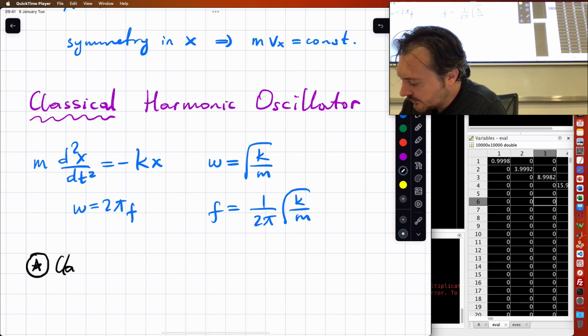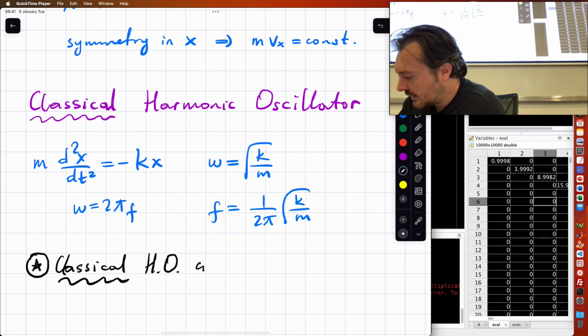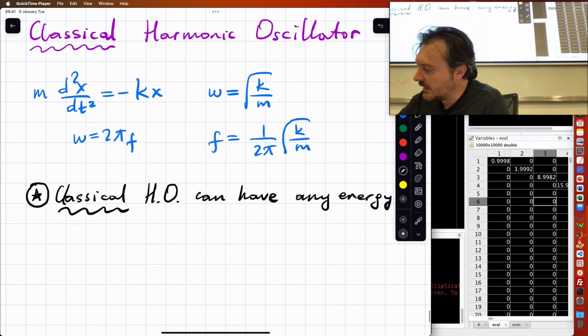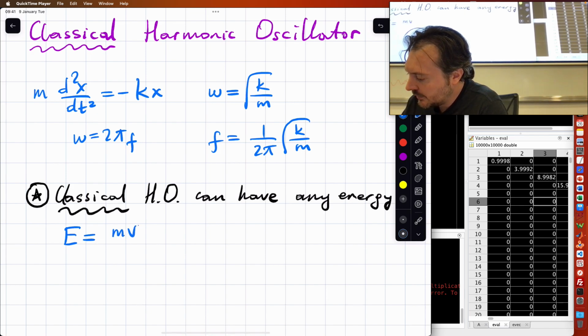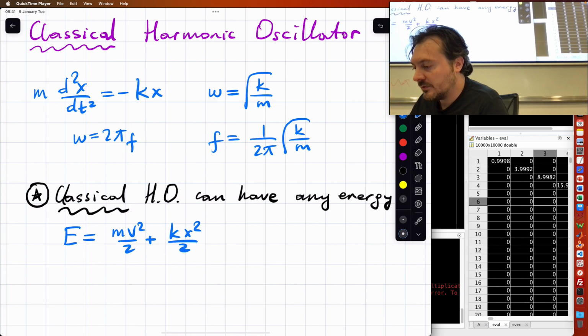Classical harmonic oscillator can have any energy. By the way, by energy I mean total energy. So the total energy of this system is going to be mv squared over 2 plus kx squared over 2. Do you remember this? So kinetic and potential energy.